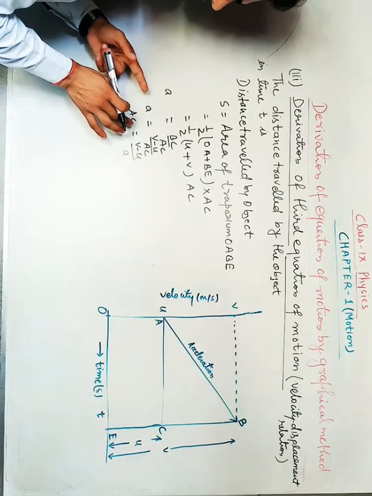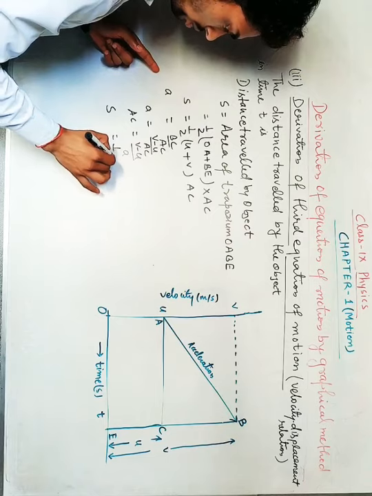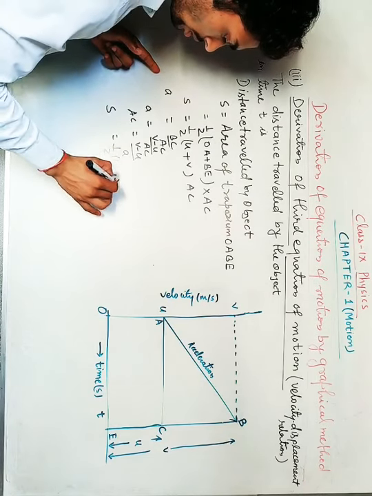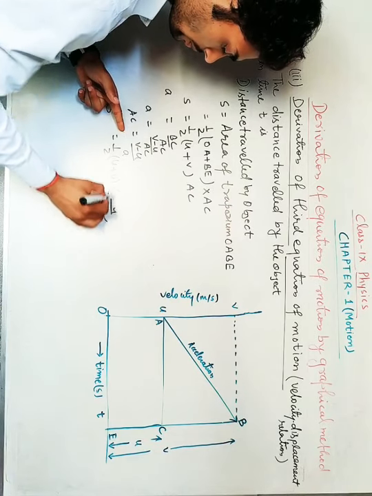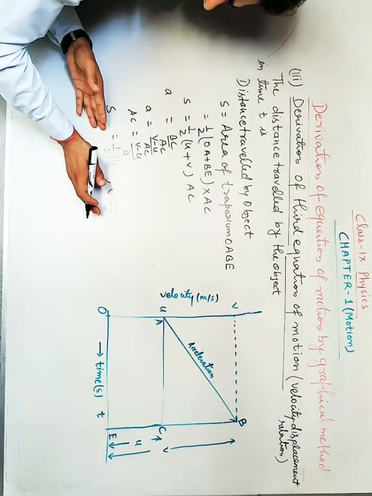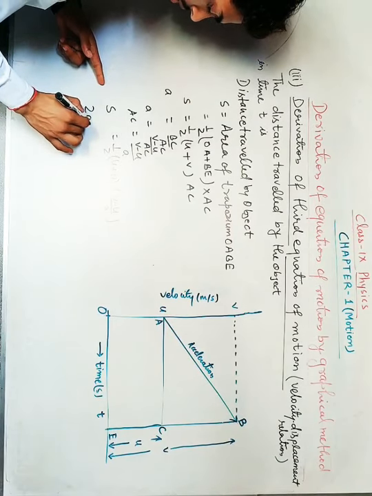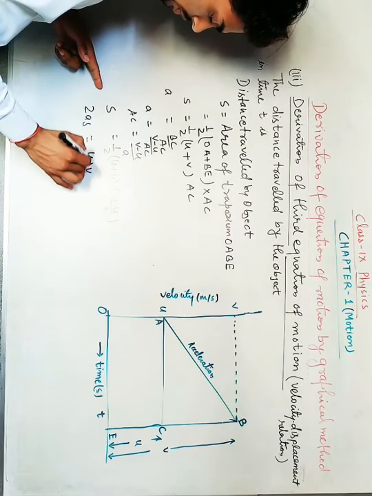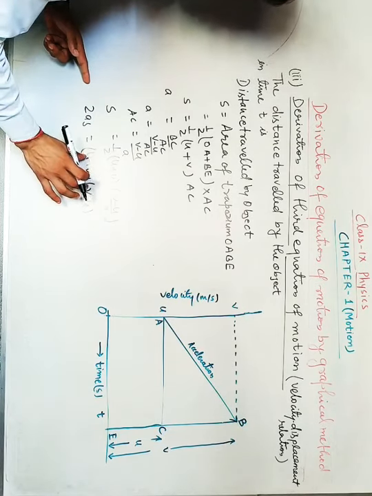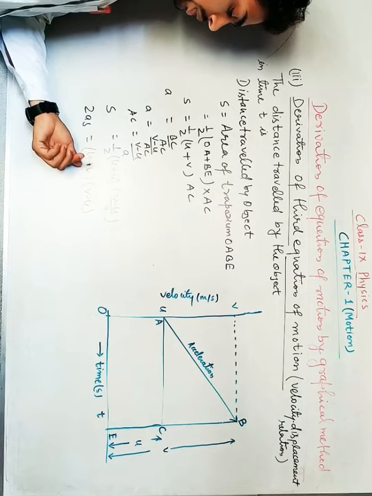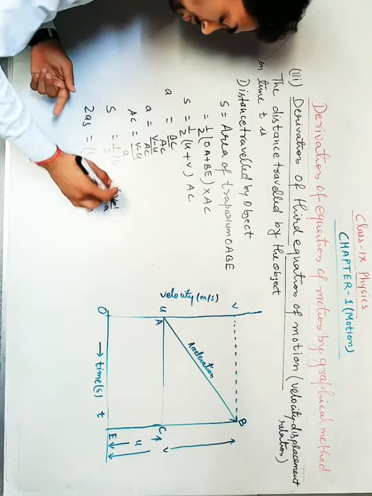From here, put the value of AC in this equation. So S equals 1 upon 2 into (U plus V), into what is the value of AC, V minus U upon A. Then when we solve, 2AS equals (U plus V) into (V minus U). U plus V and V minus U, this is the formula of V square minus U square.